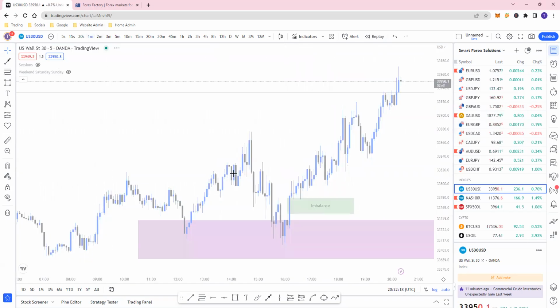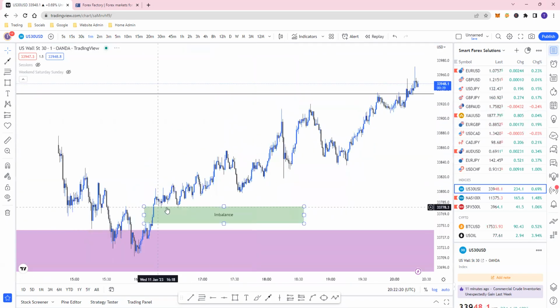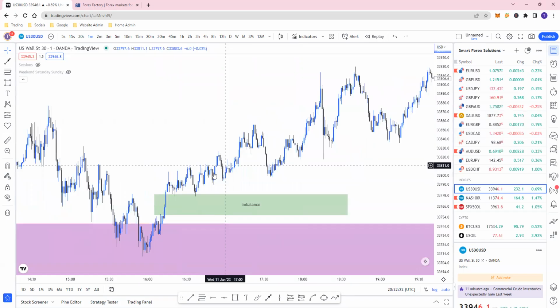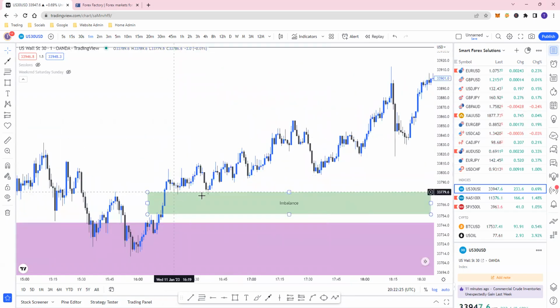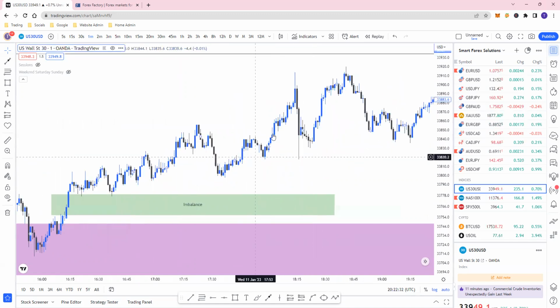Well, we go into the 1 minute time frame or the 2 minute time frame, and we literally just see if we can walk price going up. So we've reacted in this imbalance, we've pushed higher. There's nothing here that looks that interesting at the moment. We've pushed higher, we've come down, nothing really. So the entries aren't really there.